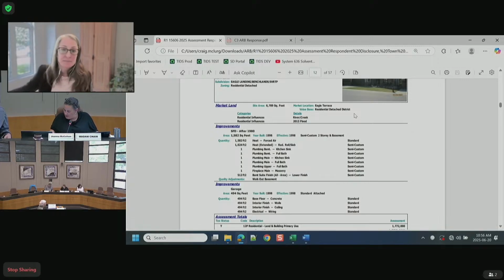Excellent. And then, would every home that faces Cougar Creek have on it the residential influence of the 2013 flood, or only the homes that were affected by the 2013 flood? Only the homes that were affected by the 2013 flood. Which is pretty much everything there. It was pretty close to everything.